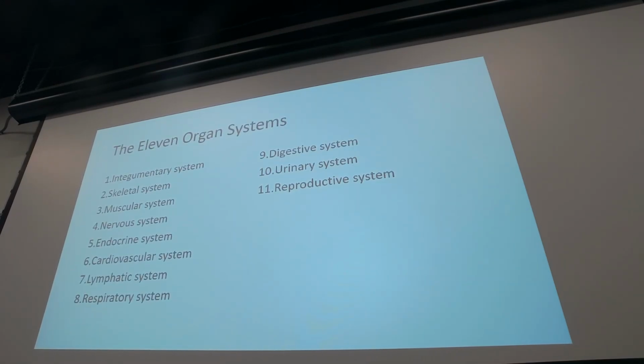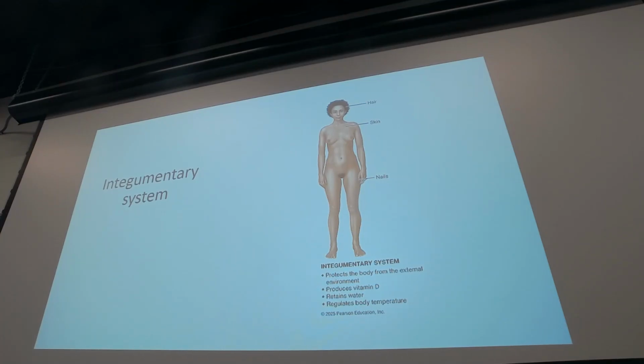And here's the list of all the organ systems. Some of them are more complex than others, and they perform functions that are more complex as well, but all of them are important. So we're going to see each of these organ systems individually. So first, the integumentary system.